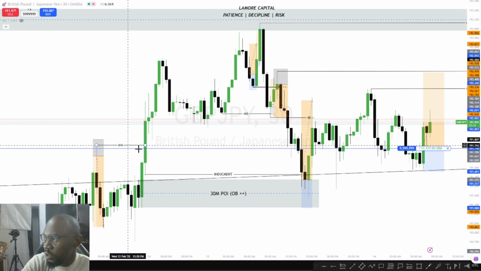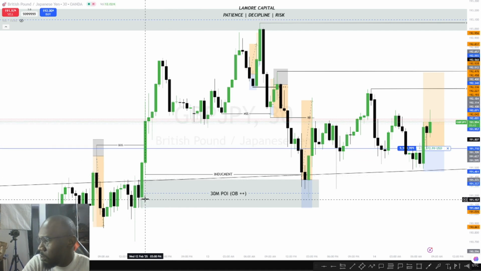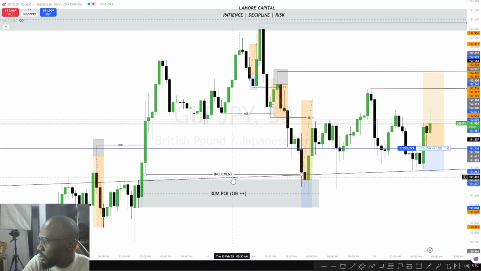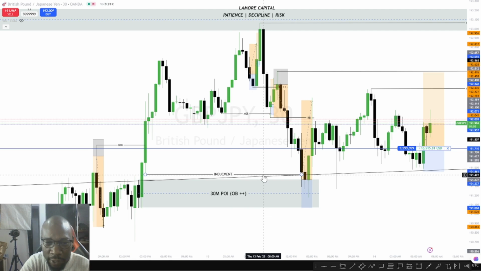So like I said, let me count our rules for our strategy. Breakup structure, this is our breakup structure. Order block, this is our order block and also our point of interest. Inducement, this is our inducement, and we will go to the lower time frame to look for our entry.